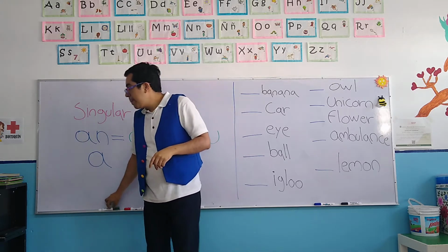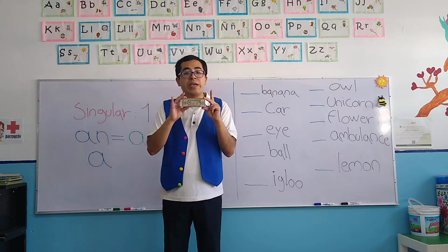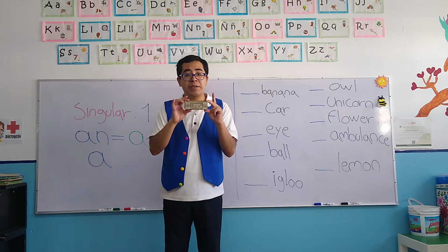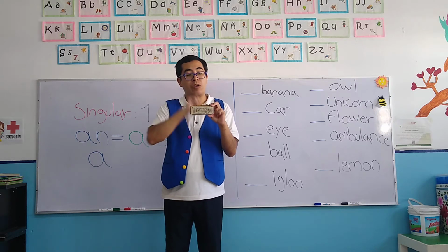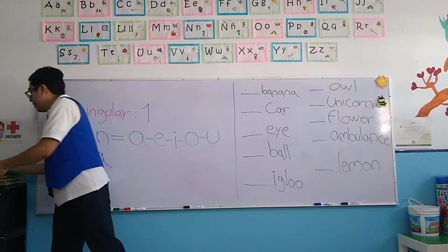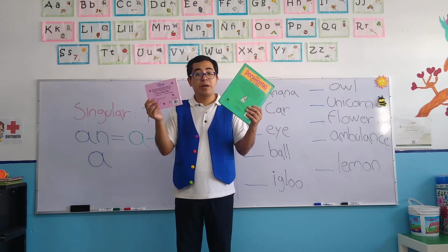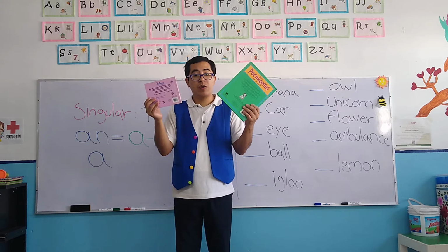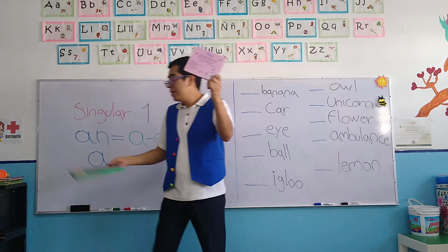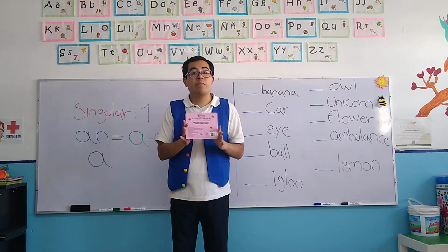For example, if I have this eraser, this one, is it a singular object? Yes, because it's only one. These two books, are they singular? No, because there are two. If I only pick one, yes, it becomes a singular object.